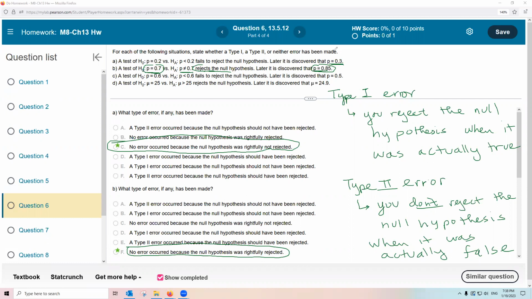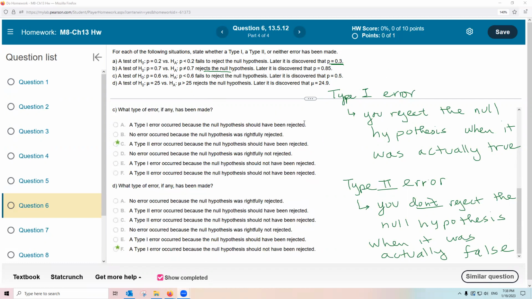All right, let me scroll down here a little bit and we'll go to part C. Part C says you're doing a test where the null is p equals 0.6. The alternative is p less than 0.6, and we failed to reject the null. Later, we discover that p equals 0.5.